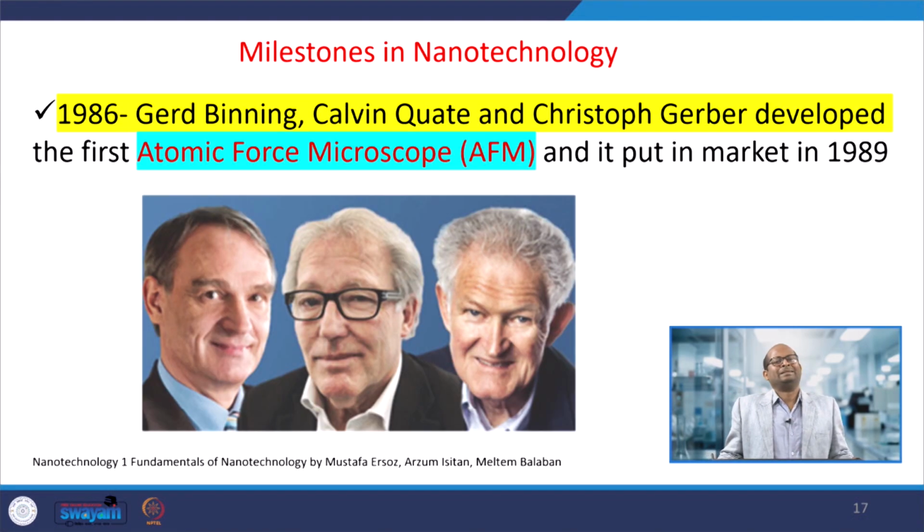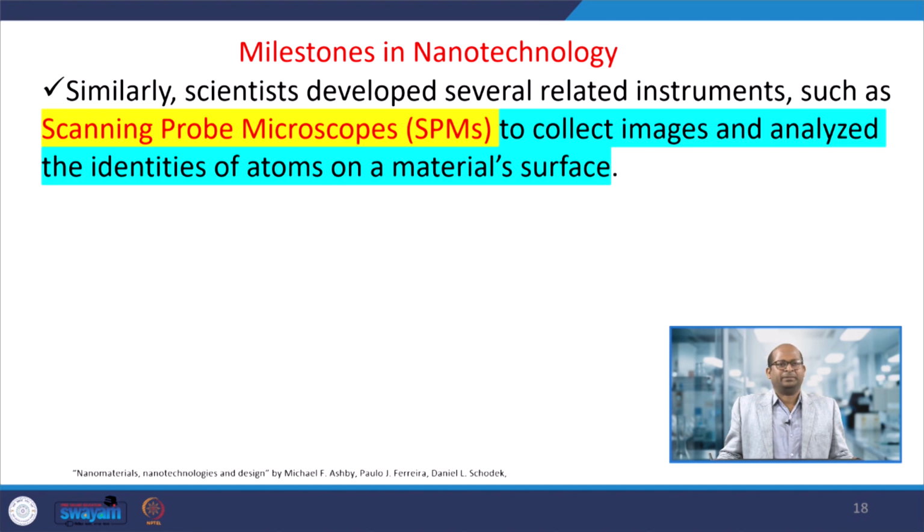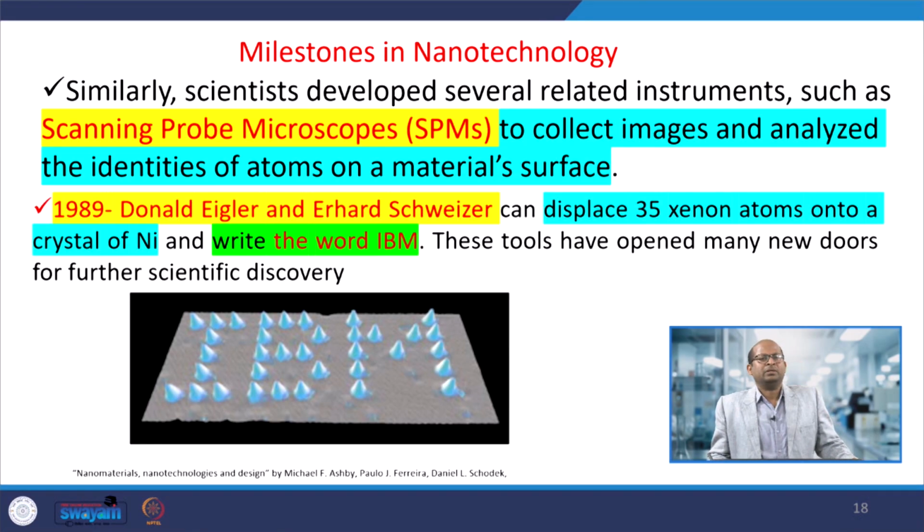After that, in 1986 Gerd Binnig, Calvin Quate and Christoph Gerber developed the AFM, the atomic force microscope. They developed it in 1986, and in 1989 it came onto the market. Similarly, scientists developed several instruments such as scanning probe microscopes to collect images and analyze and identify atoms on a material surface. Here you can see that in 1989 Donald Eigler and Erhard Schweizer displaced 35 xenon atoms onto a nickel crystal and wrote the word IBM on it, as you can see here.